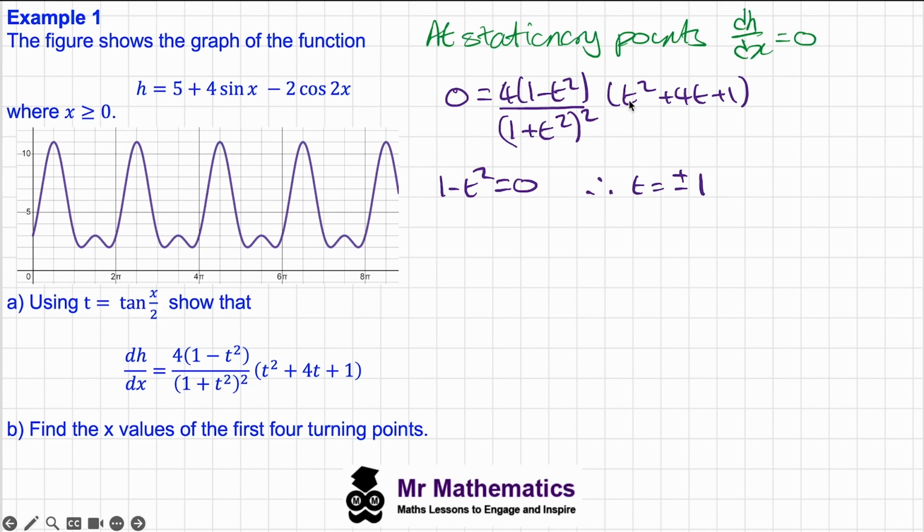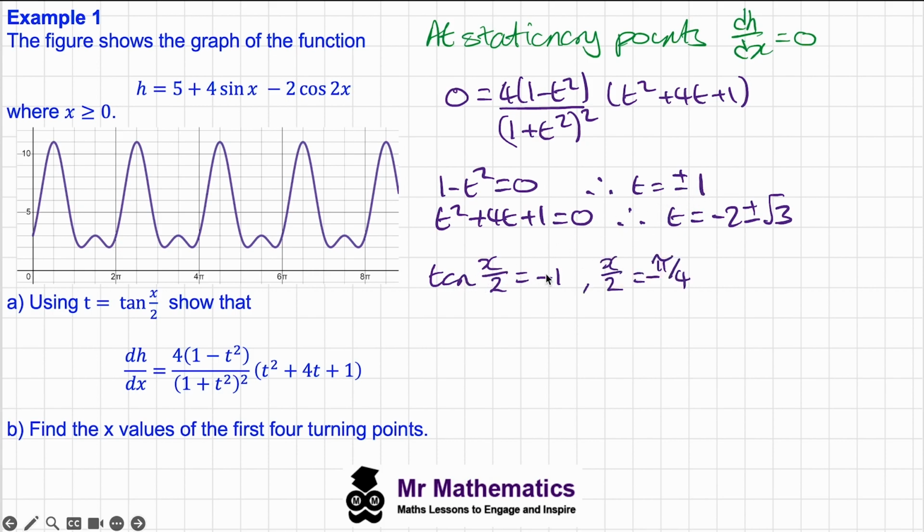Our other solutions will come from this quadratic. t squared plus 4t plus 1 is 0. And we can solve this, so we get t is minus 2 plus or minus root 3. So we've got 4 solutions, 1, 2, 3, and 4. So remember that t is tan of x over 2. We can begin by looking at this solution, the negative 1. We'll take the arctan of both sides.